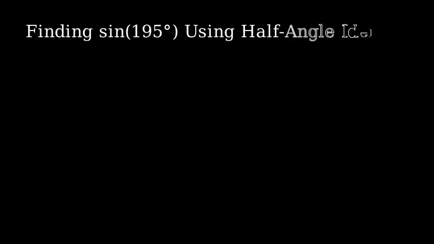Welcome. Today we'll find the exact value of sine of 195 degrees using the half-angle identity. Let's start by writing out our problem. First, let's break down 195 degrees into a sum or difference of angles we're more familiar with.